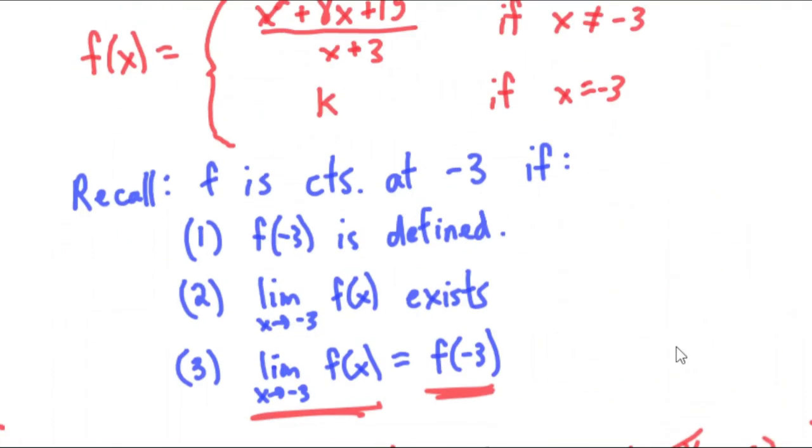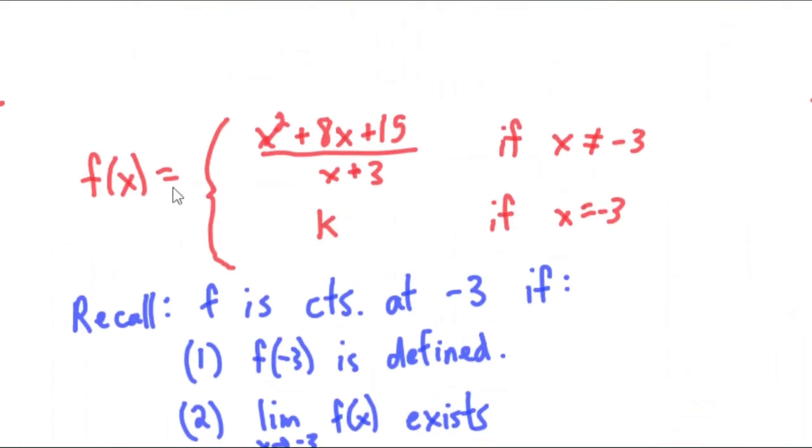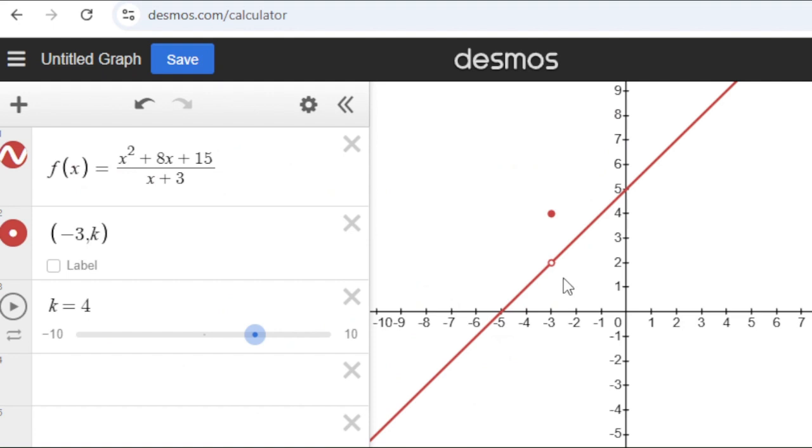No. In fact, let's go back to our function here. If I let k be 4, what does the graph of this function look like? Well, the graph would look like this. What if I let k be 5? Then the graph would look like this, or k be 0. Notice, this is not a continuous function. I need k to be 2. In order to be continuous, this has to fill in that hole. So in other words, the limit as we approach negative 3 was 2, so we want f of negative 3 to also be 2.